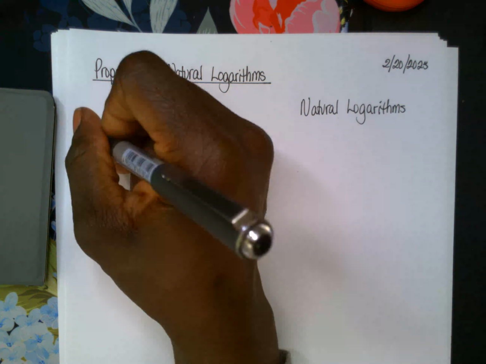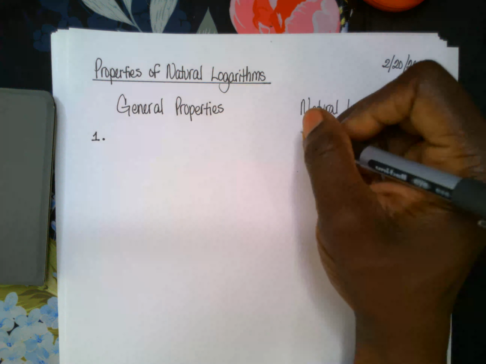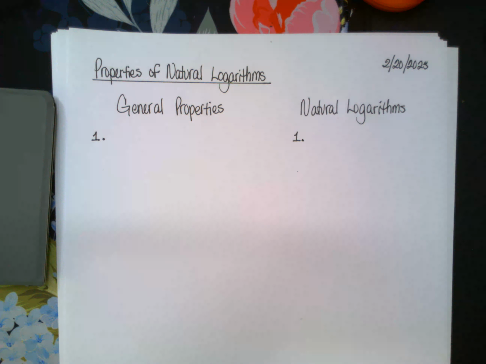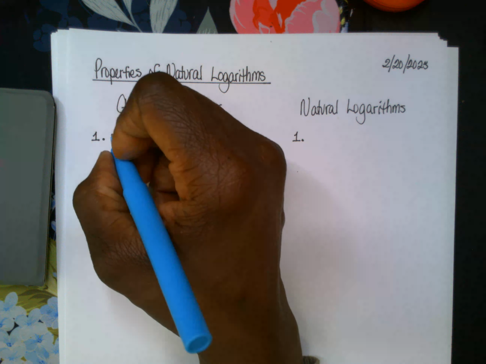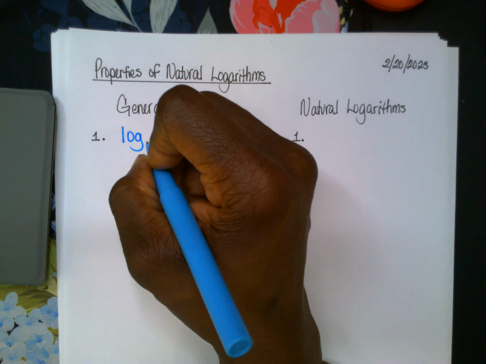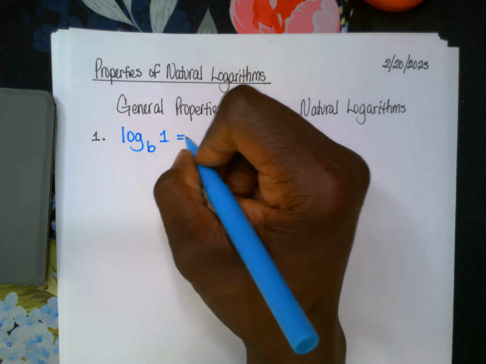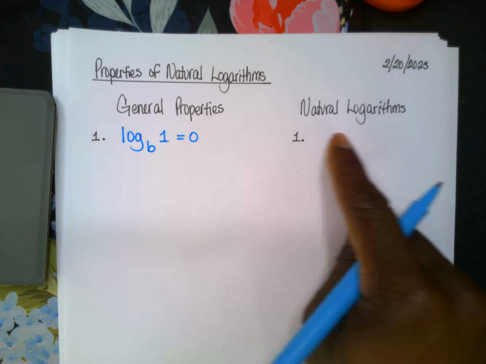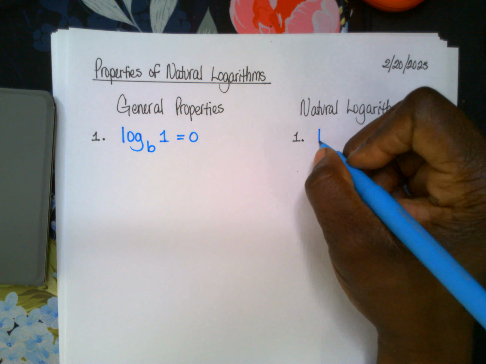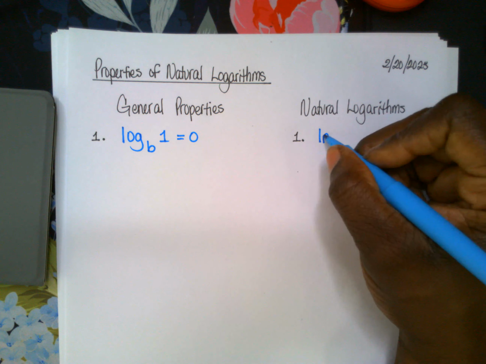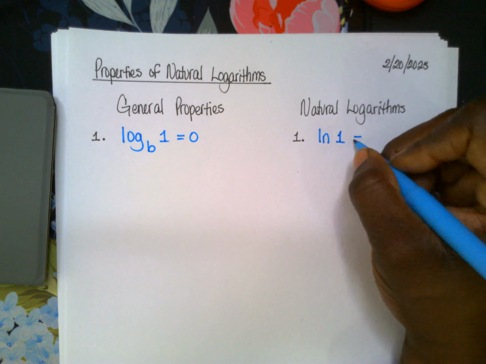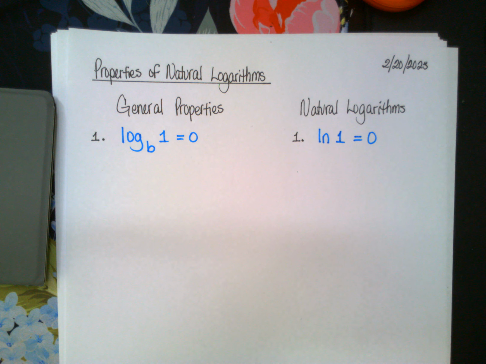All right. We're going to talk more about this, okay? We're going to look at general properties of logarithms and natural logarithms. What does it look like as a general logarithm that we're used to seeing at this point? We have log base b of 1 is equal to 0. If I need to write this in natural logarithm form, it's ln, that's natural log, of 1 is equal to 0. So these have a bit of equivalency there.